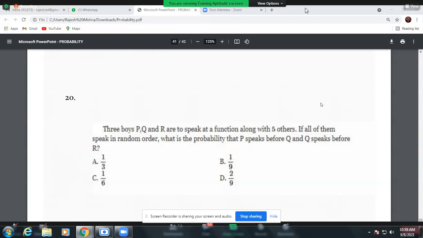Right? चलिए, last question. 3 boys, P, Q, R. They are to speak at a function along with 5 others. If all of them speak in random order, what is the probability that P speaks before Q and Q speaks before R? This is an amazing question. Very, very good question.